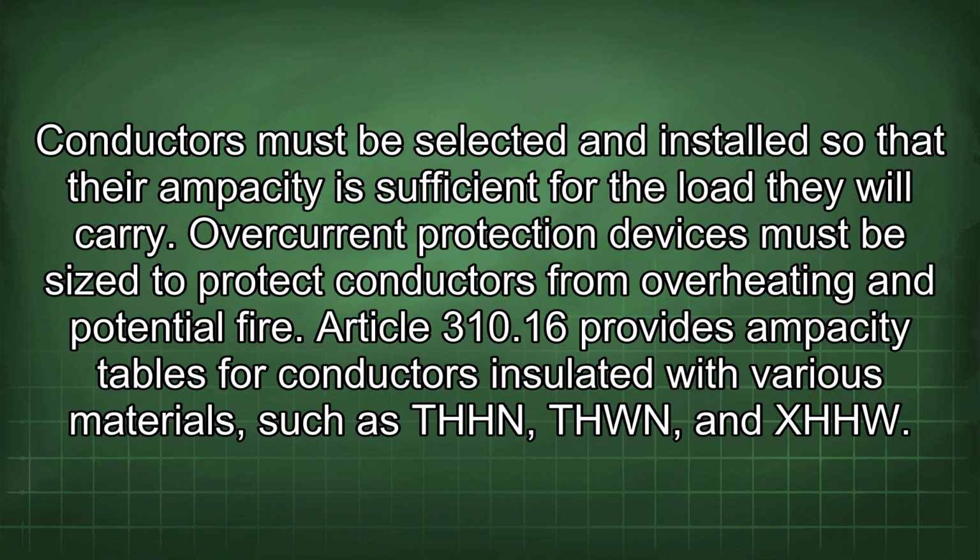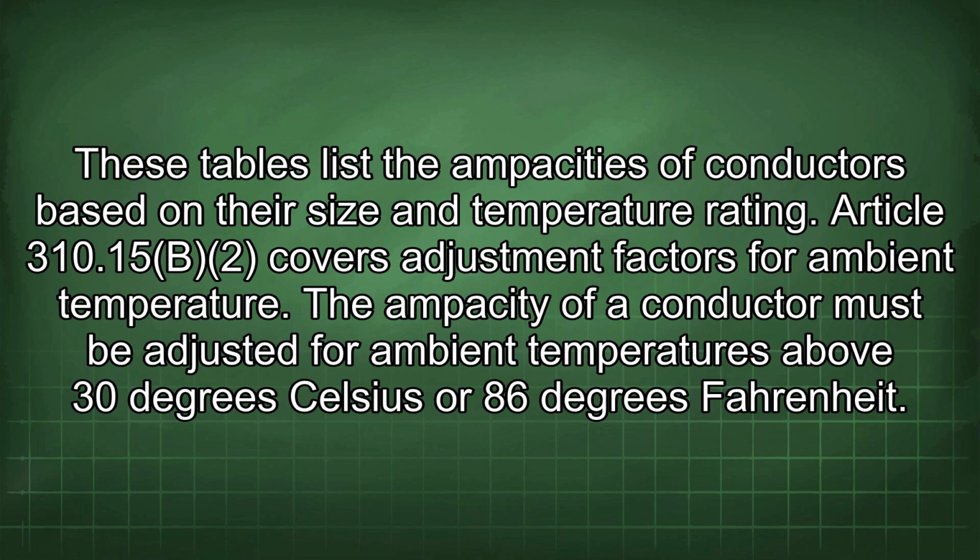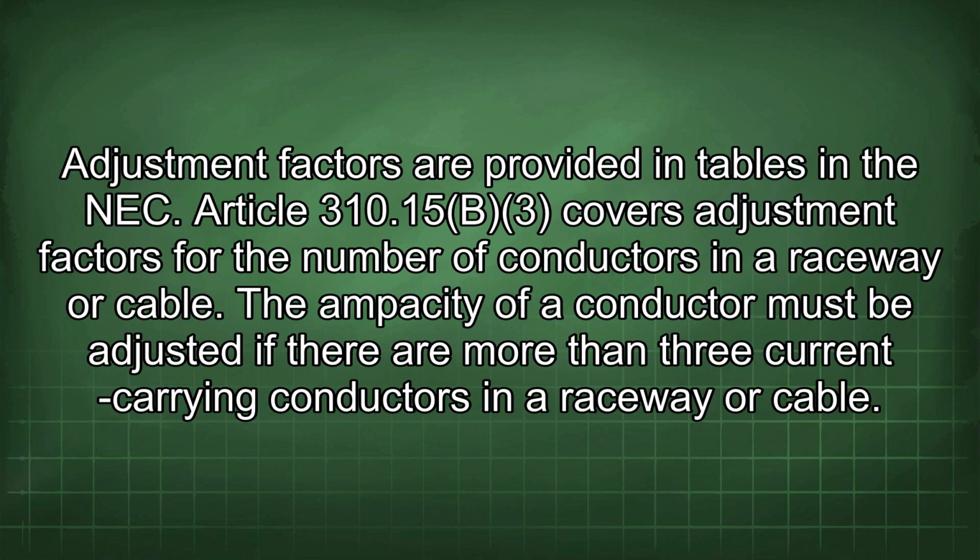Article 310.16 provides ampacity tables for conductors insulated with various materials such as THHN, THWN, and XHHW. These tables list the ampacities of conductors based on their size and temperature rating. Article 310.15(B)(2) covers adjustment factors for ambient temperature. The ampacity of a conductor must be adjusted for ambient temperatures above 30 degrees Celsius or 86 degrees Fahrenheit. Adjustment factors are provided in tables in the NEC.